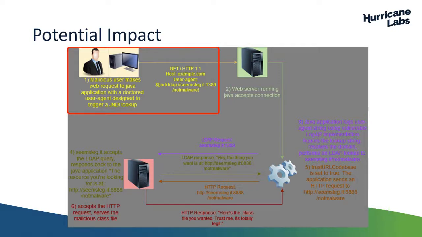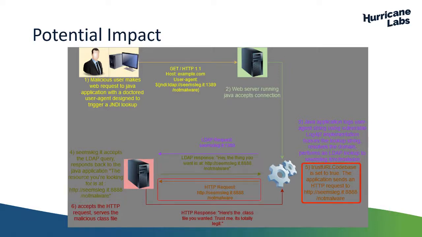In the first part of this image, we see that a user makes a web request to a Java application with a user agent containing a JNDI lookup. The web server running the application accepts the connection, and then the Java application logs the user agent using a vulnerable version of Log4j2. When it sees the JNDI lookup, it honors the request and sends an LDAP request to the attacker server. The attacker server accepts the LDAP query and responds back saying that the resource you're looking for is located at this web server.